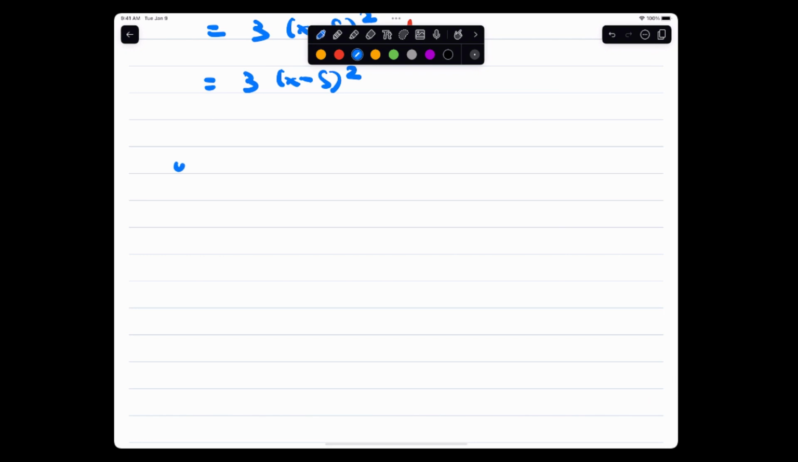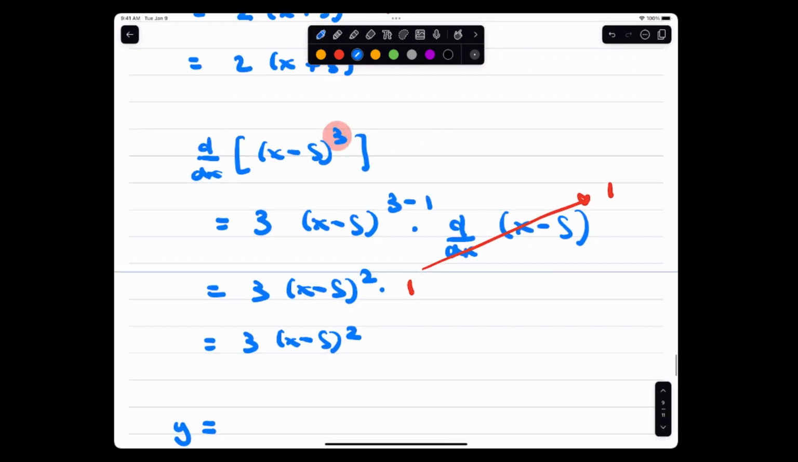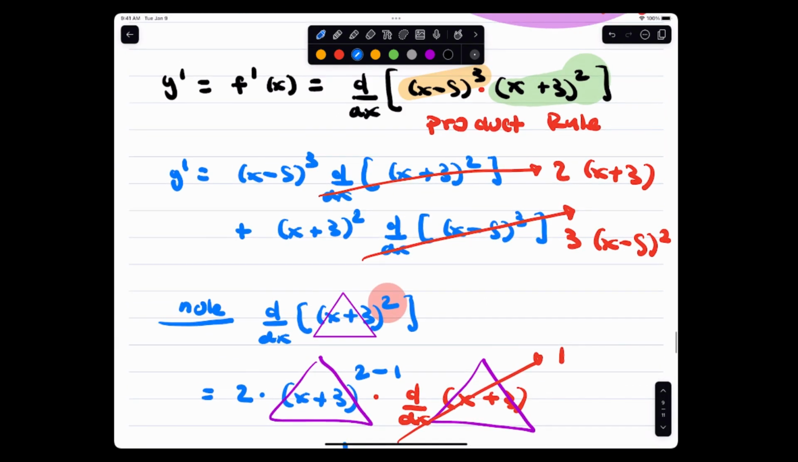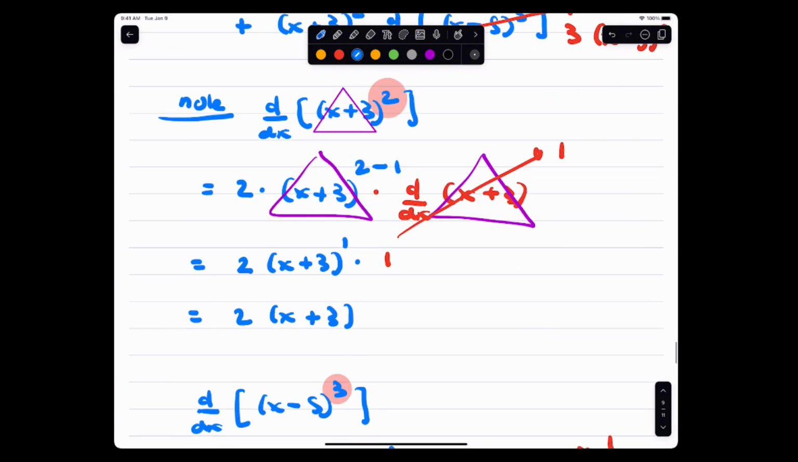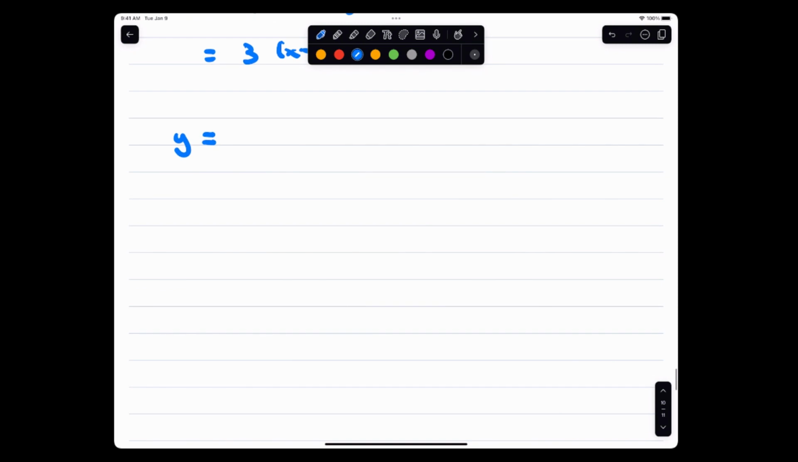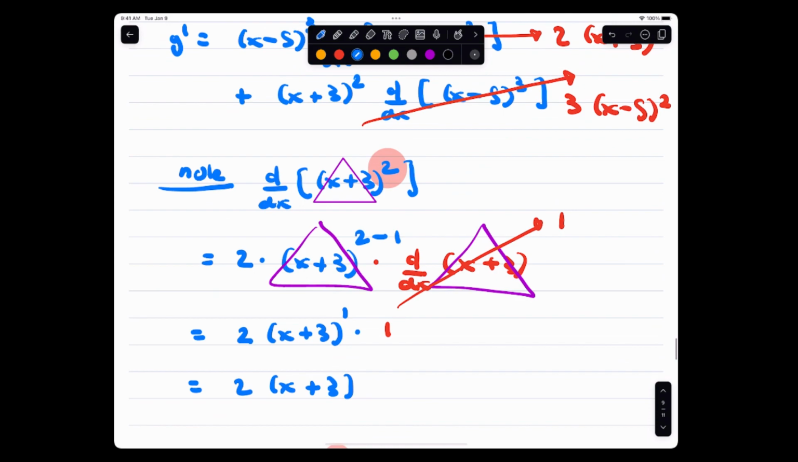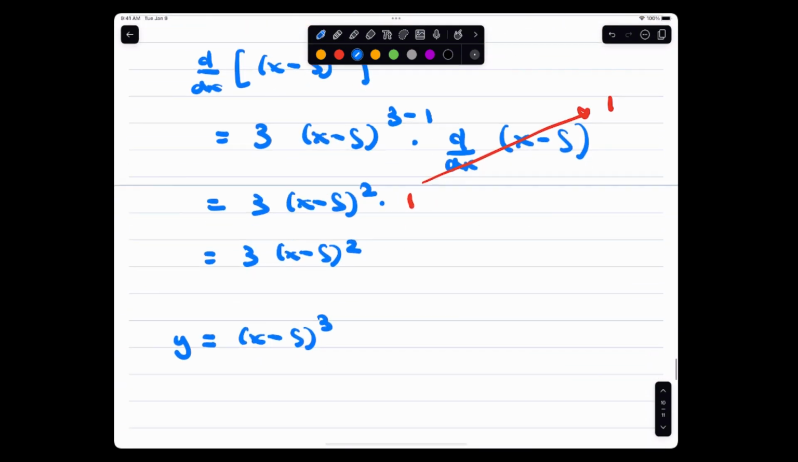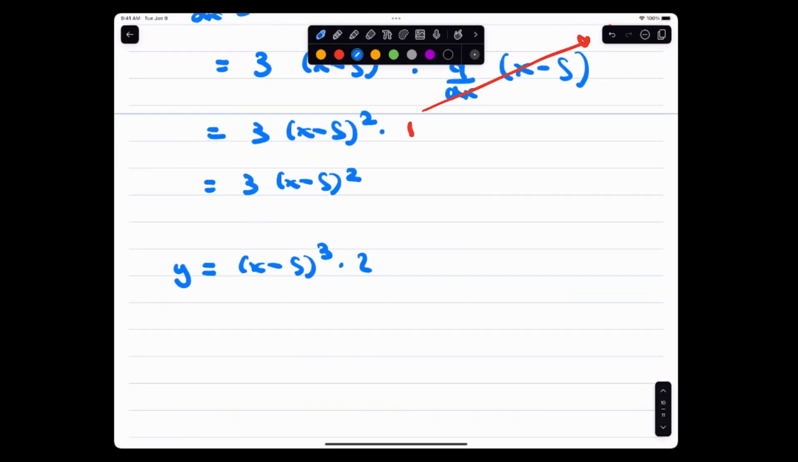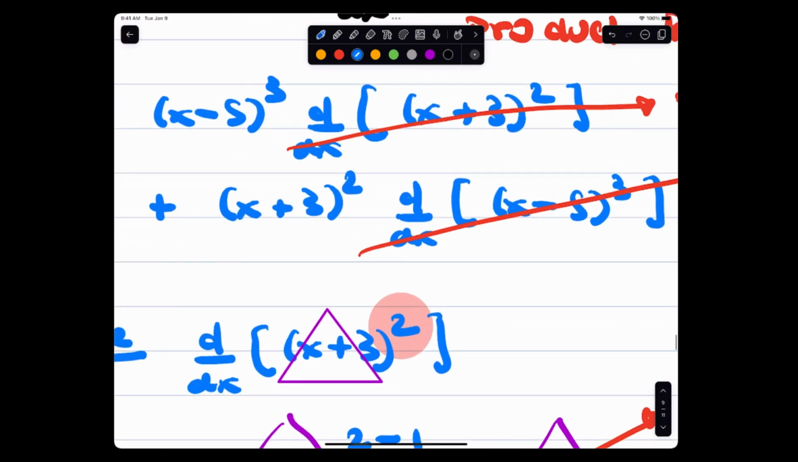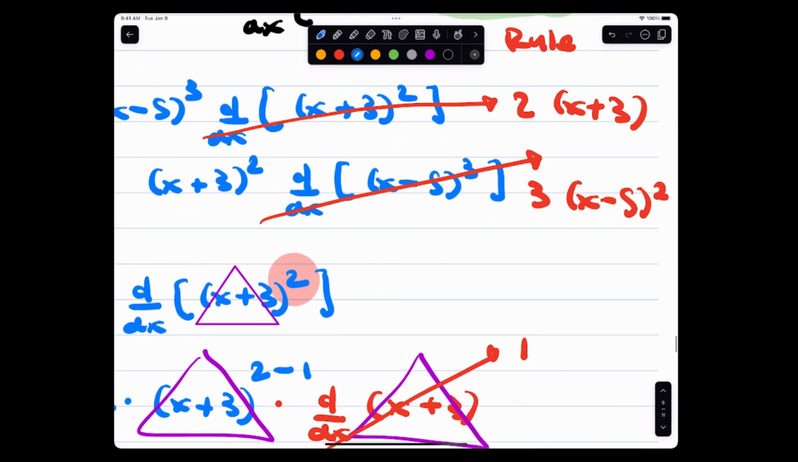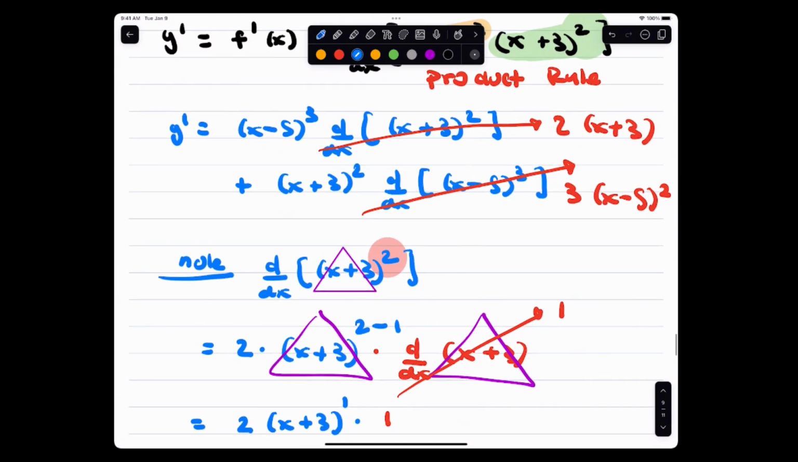So this will be y equals 1, the x minus 5 cubed times 2 times x plus 3. Was that cube? Yes. And this will be times 2 times x plus 3. Plus x plus 3 squared times 3 times x minus 5 squared.